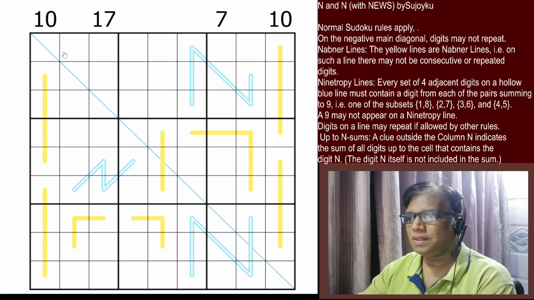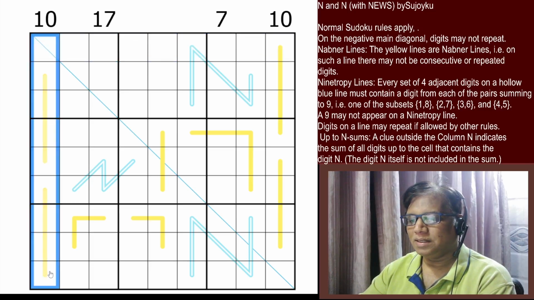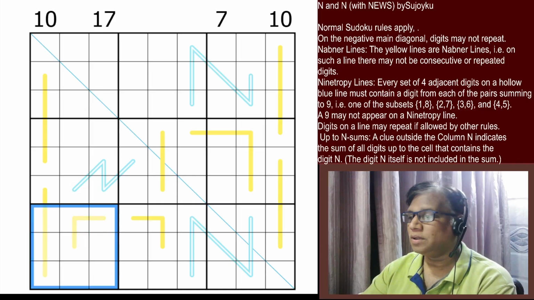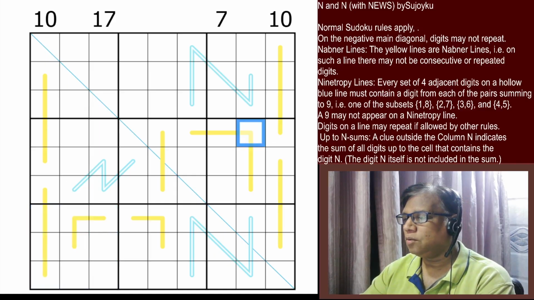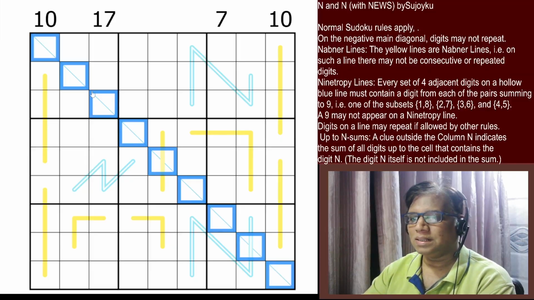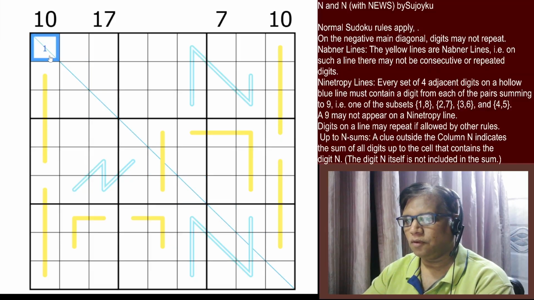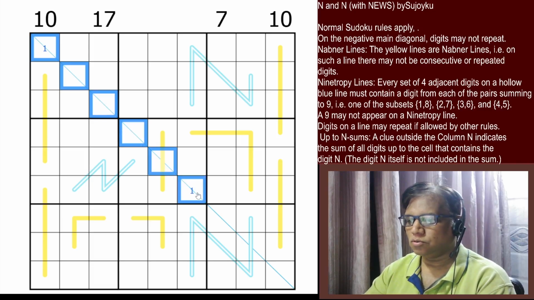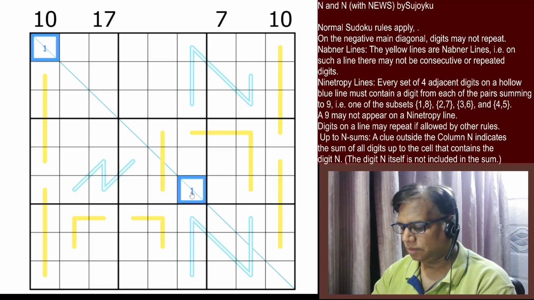So normal Sudoku rules apply. That means each row, each column, and each 3x3 box contains the numbers 1 to 9 only once without any repetition. Negative diagonal: on the negative main diagonal digits may not repeat. So we see this diagonal, and the rule says that you should not have repeated digits here. So if you have 1 here, then you cannot have 1 anywhere else on it. By normal Sudoku rule, 1 could apply here because it is not in the same box. But as per this rule set, 1 should not appear here if it is already somewhere on the diagonal.